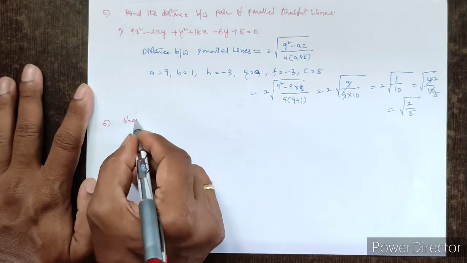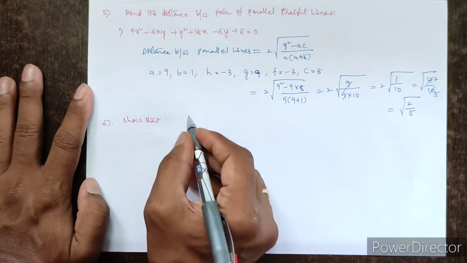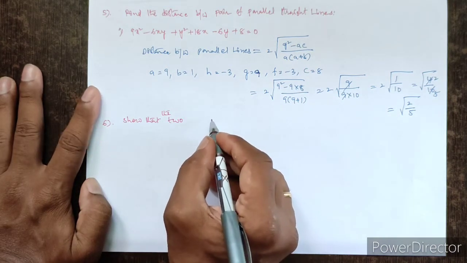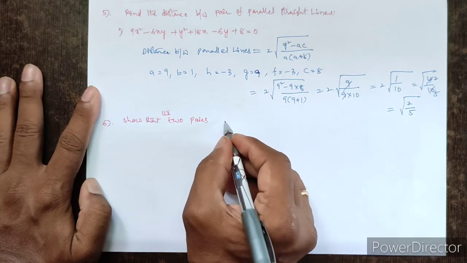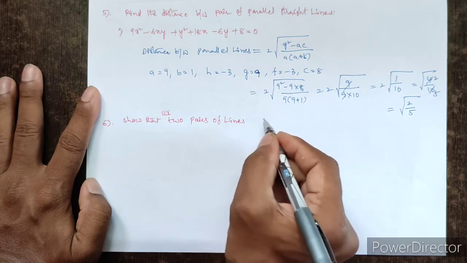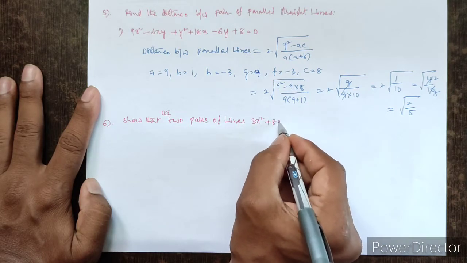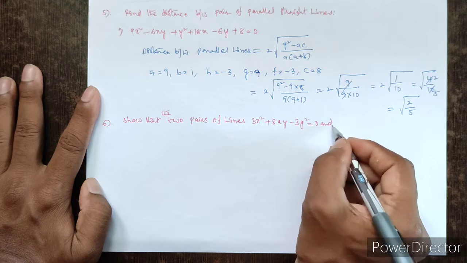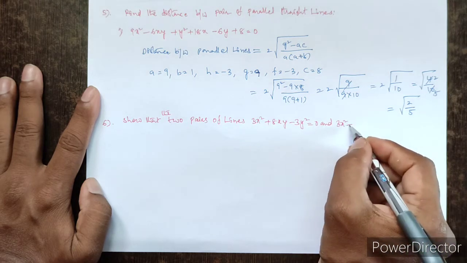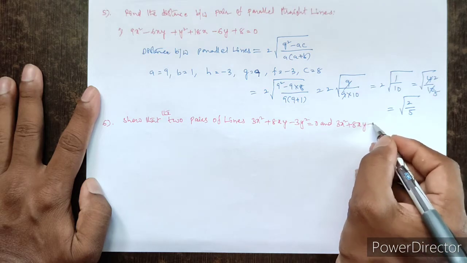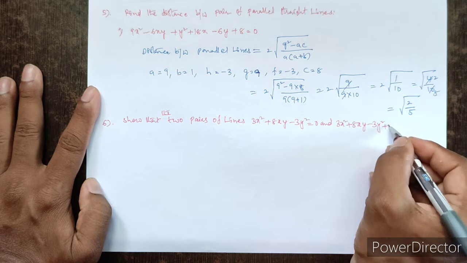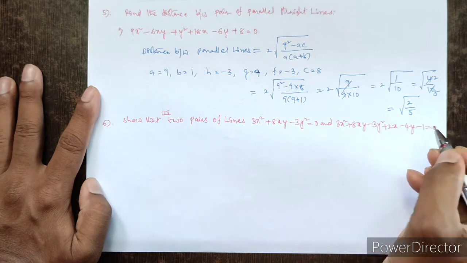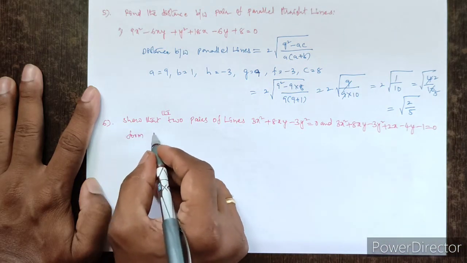Show that the two pairs of lines 3x square plus 8xy minus 3y square equal to 0 and 3x square plus 8xy minus 3y square plus 2x minus 4y minus 1 equal to 0 form a square.